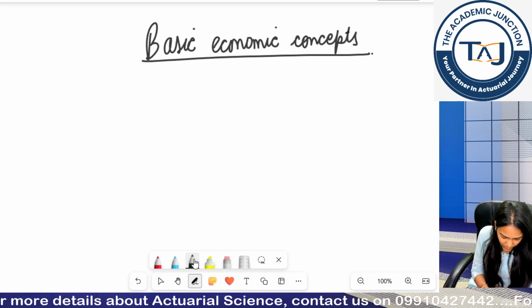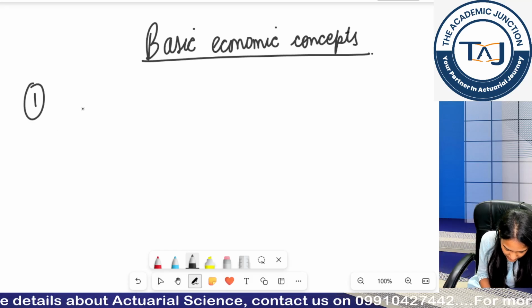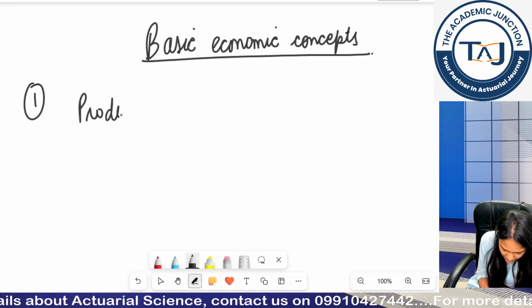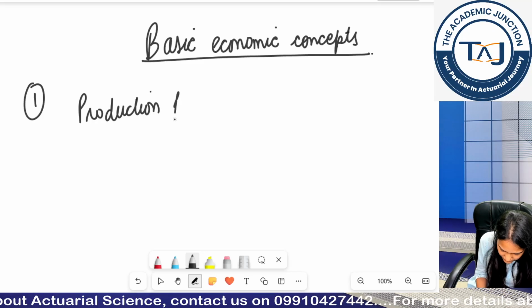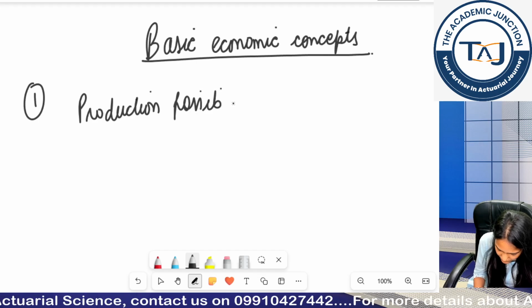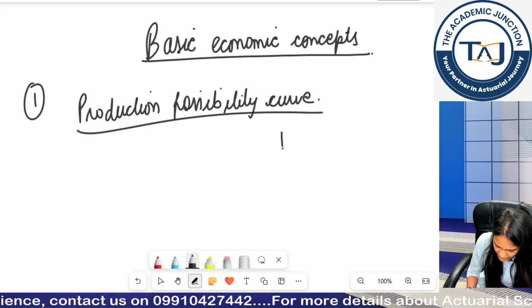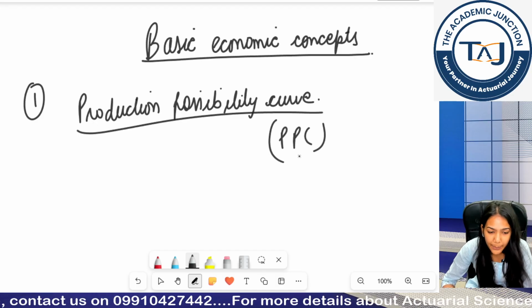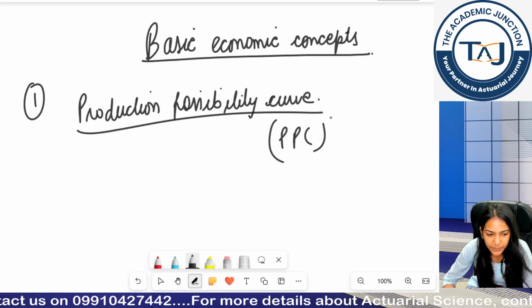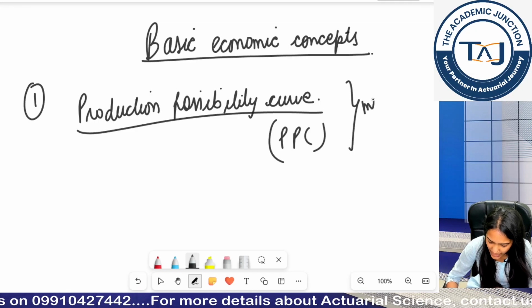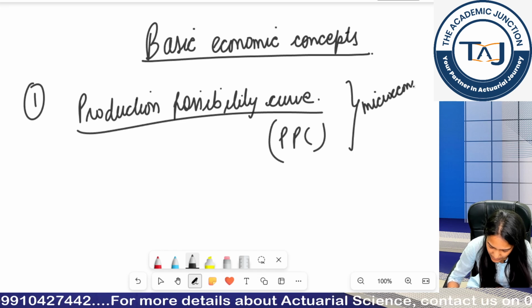So, note down the first topic: production possibility curve, which in short is called PPC. It is again a microeconomic concept.